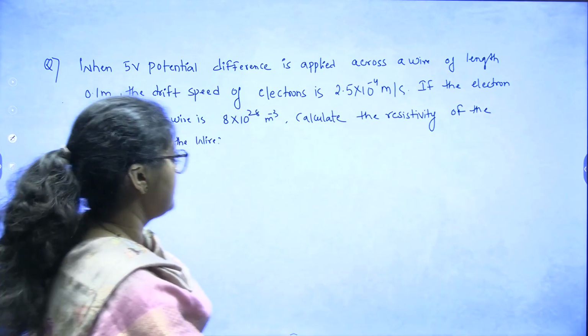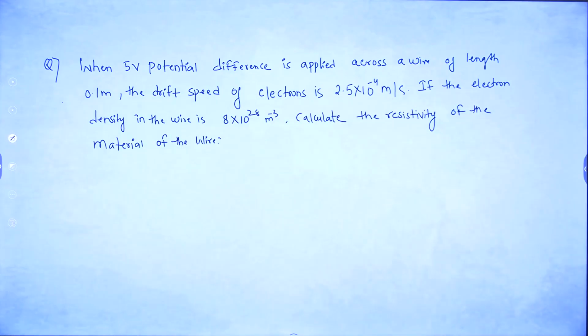So we'll solve this question. When 5 volts potential is applied across a wire of length 0.1 meters, the drift speed of electrons is 2.5 into 10 power minus 4 meter per second. If the electron density of the wire is 8 into 10 power 28, calculate the resistivity of the material. So in the question we have to calculate the resistivity. Yes or not? Just read the question once, you people. Understand the question? How can we find the resistivity of the material?